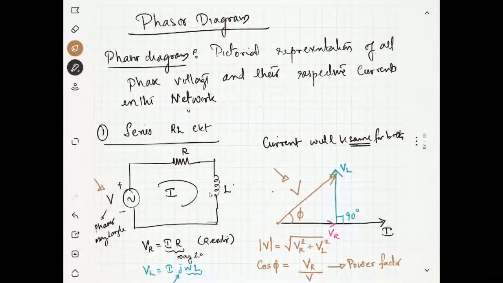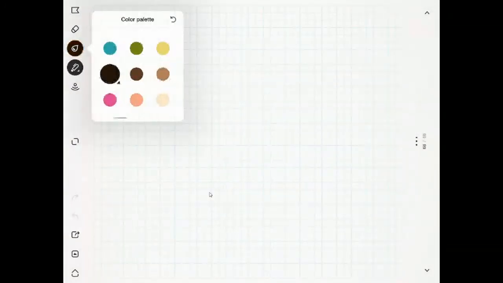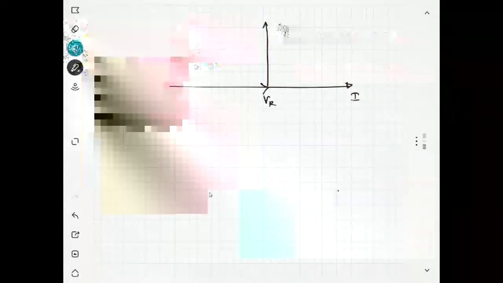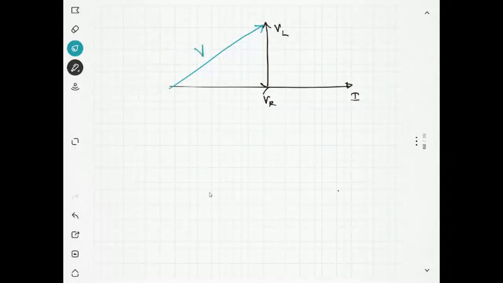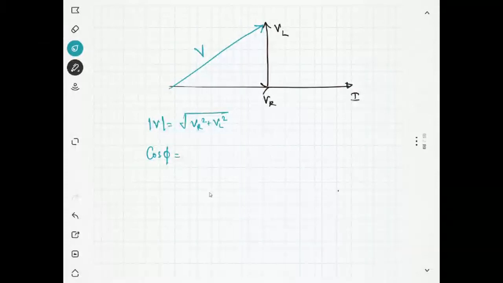Yes, we have heard about it. Now I will go to the next page for the representation. You can see this is the direction of the current. This is the VR, and this is VL, and I have the resultant vector like this. Okay, this is V. So the magnitude of V is equal to the square root of VR square plus VL square, and my cosine of phi is VR by V.